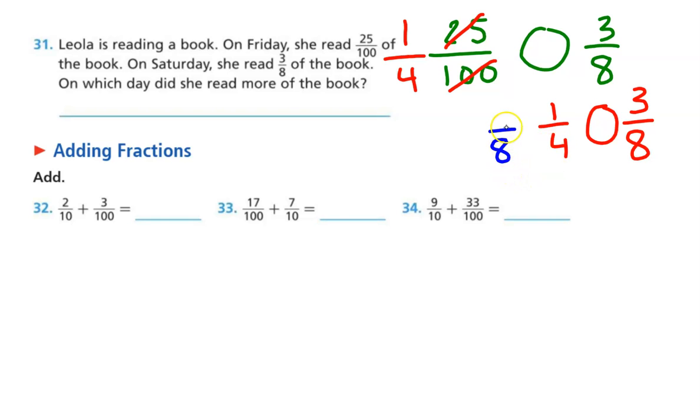So how do I get from 4 to 8? Times 2. So I'm going to do 1 times 2, and it's easy to see then that 3/8 is farther along of the book than 25/100ths. So we would say on Saturday she read more of her book.